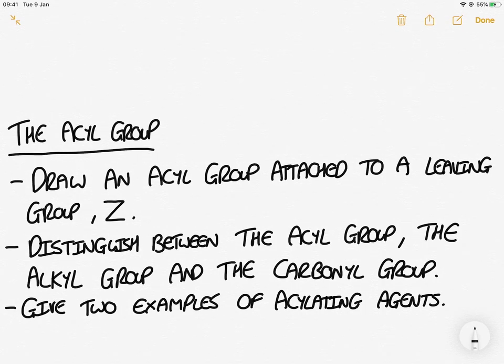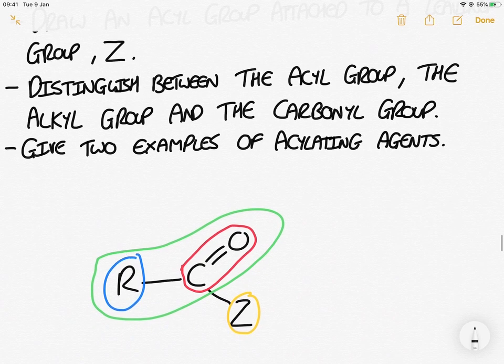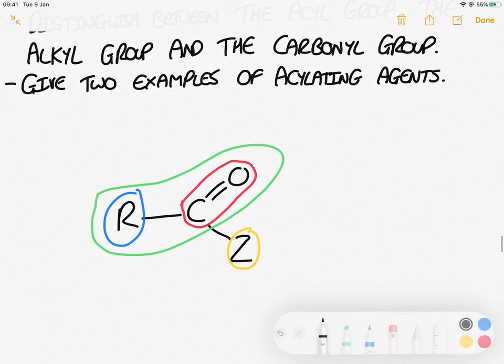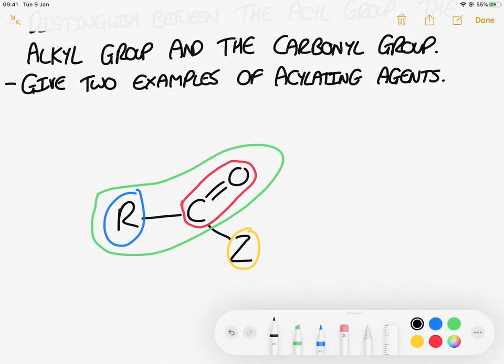So sticking with acylation and sticking with acyl groups, here's a little task. Think about the acyl group, what it looks like. Draw an acyl group attached to a leaving group, which you can mark as Z. In your diagram, distinguish between which part is the acyl group, which part is the alkyl group, and which part is the carbonyl group. And then give 2 examples of acylating agents. So pause the video and have a go at those questions.